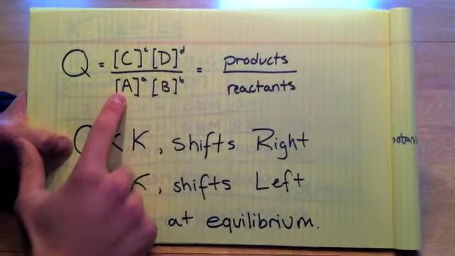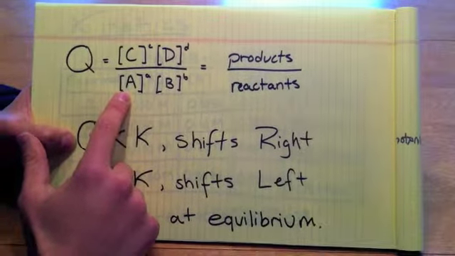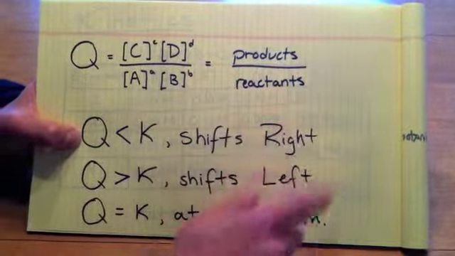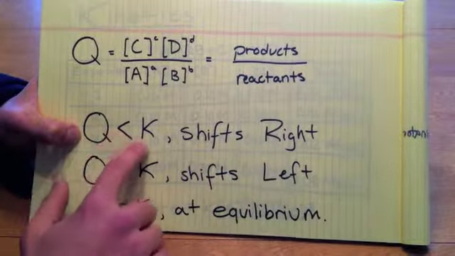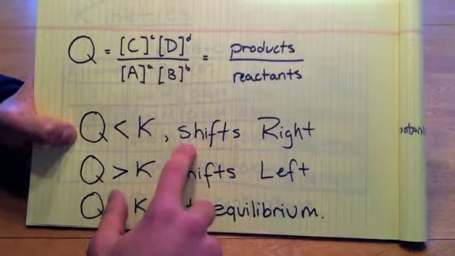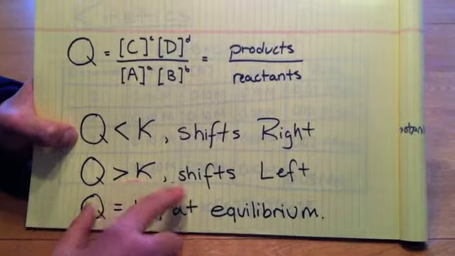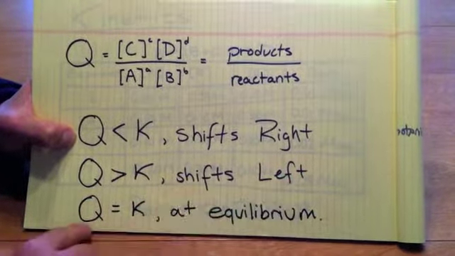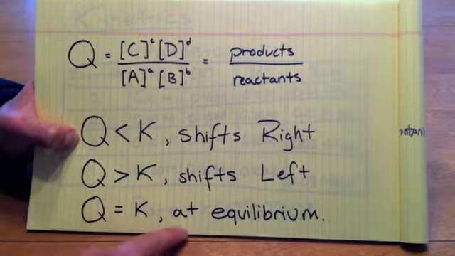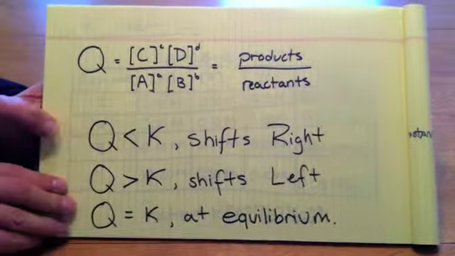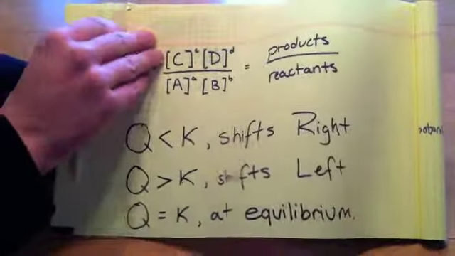The next page is about the reaction quotient, which is Q. You can find it the same way that you find K, essentially products over reactants. If Q is less than K, the equilibrium shifts right. If Q is greater than K, the equilibrium shifts left. And if Q is equal to K, the reaction is at equilibrium.